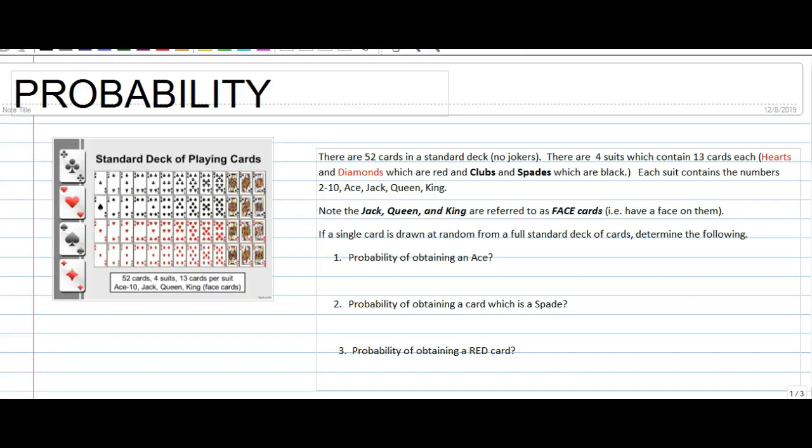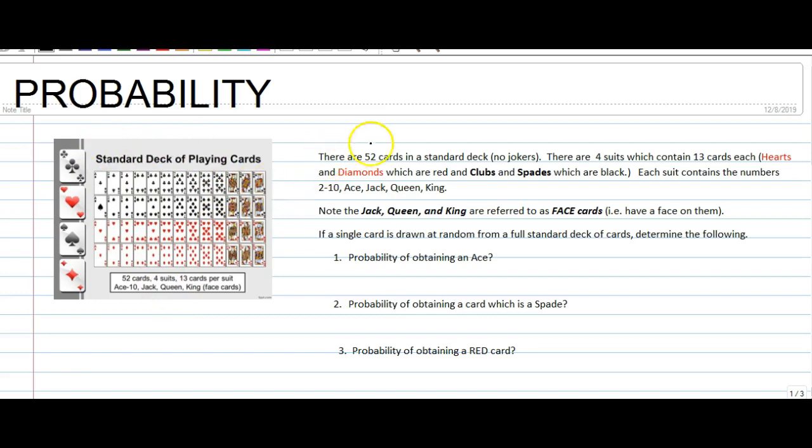We're still discussing classical probability. And in classical probability, you do not actually have to perform an experiment in order to determine the theoretical probability, which is also referred to as classical probability. So in this particular situation, we're going to be working with a standard deck of cards.